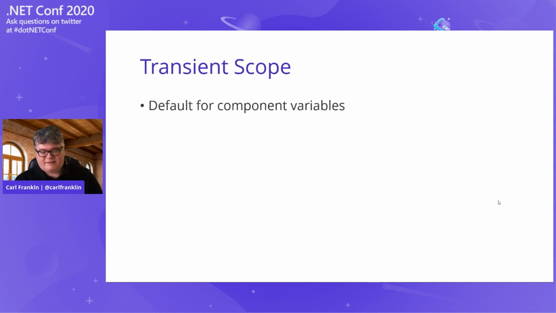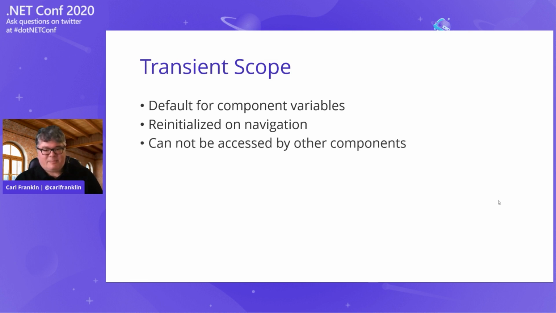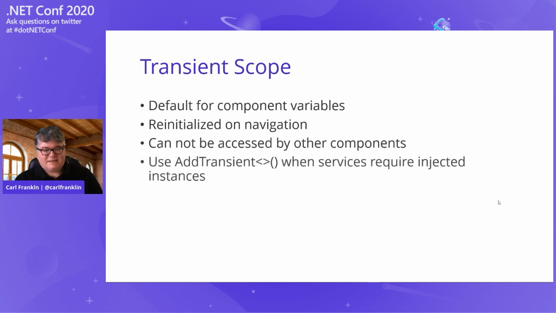So let's just dig into these for a minute. This is sort of repeating what I just said, but transient scope is the default for component variables. It's reinitialized on the navigation. It cannot be accessed by other components. And if you want to add dependencies, you use add transient.